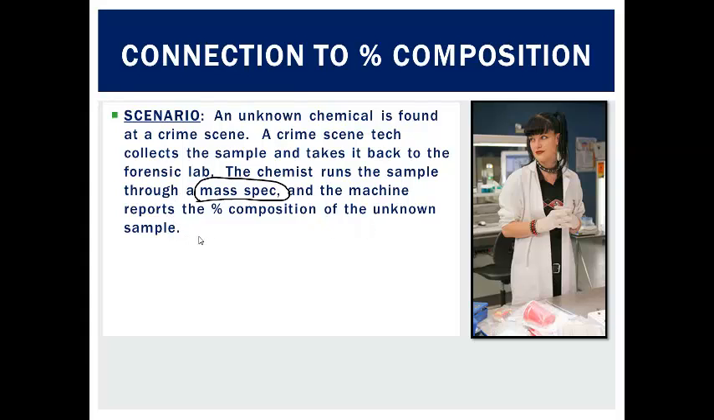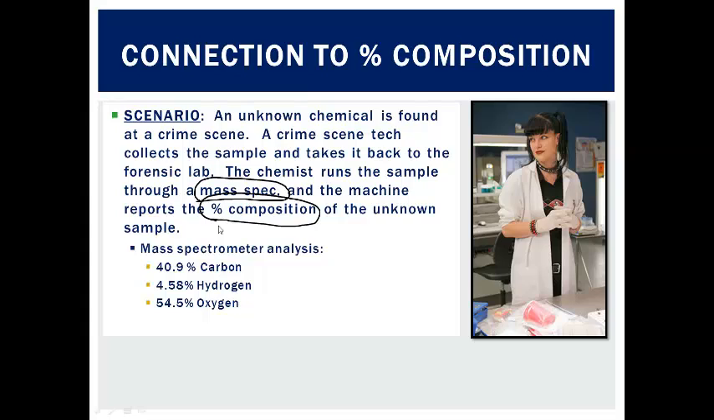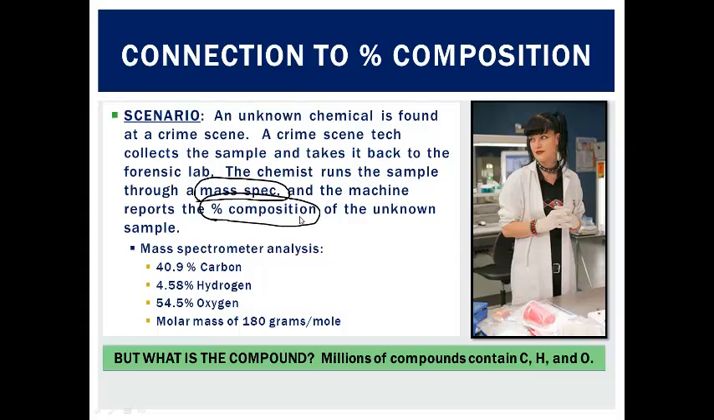And what the machine does is it analyzes the sample and it reports percent composition, right? Percent composition, what you learned to calculate the other day. So, mass spec analysis says that our sample is made up of carbon, hydrogen, and oxygen in these percents. The mass spec often will also give us the molar mass of the sample. So, we now know that this compound contains carbon, hydrogen, and oxygen, and that the formula would add up to this molar mass. But what is the compound? There are millions of compounds that have C's and H's and O's.